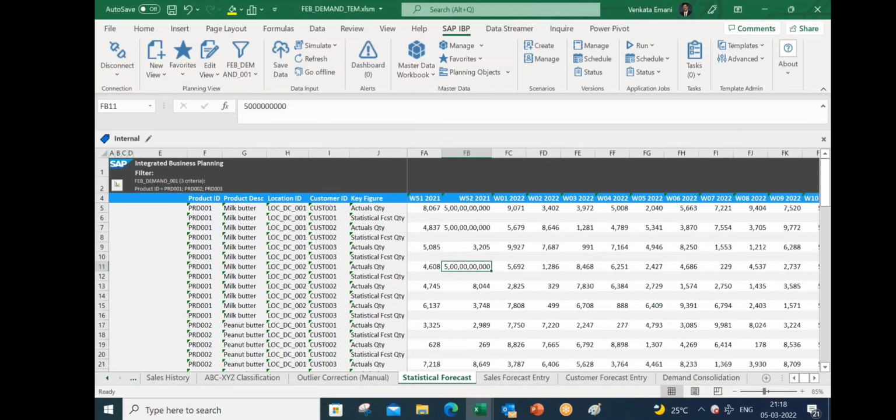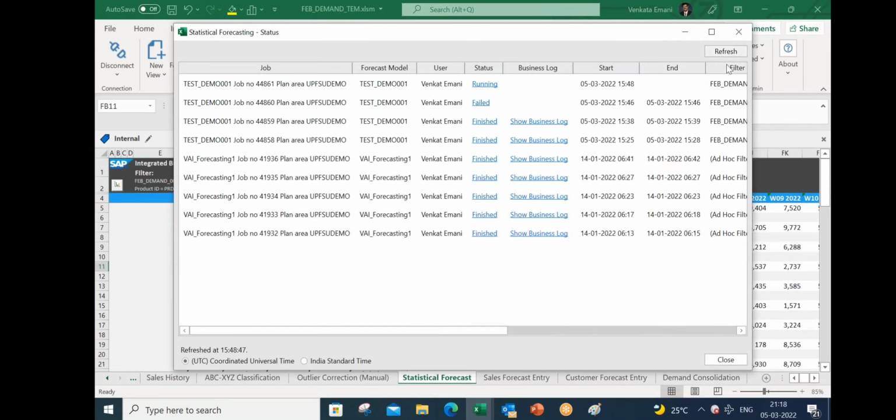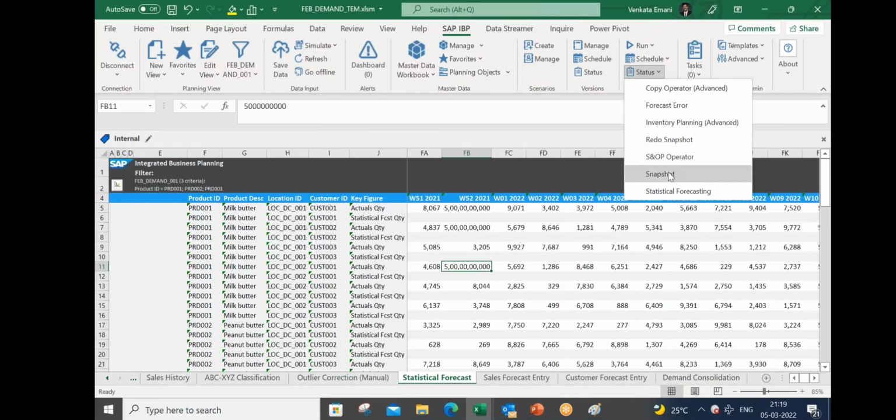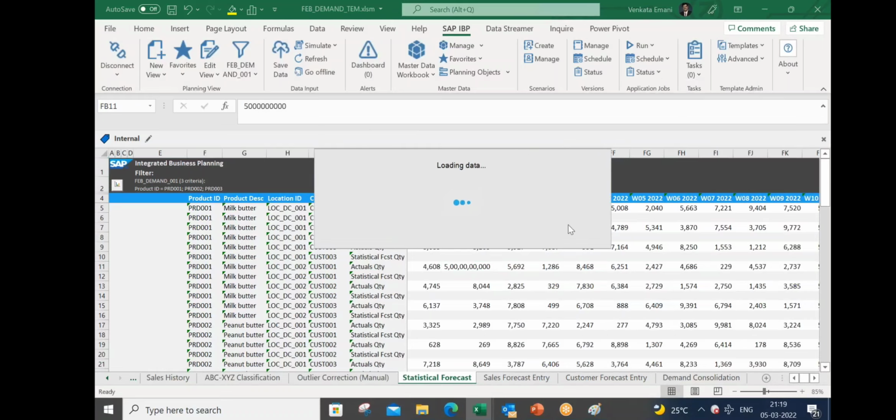In APO, we are not having that much flexibility in logs actually. So there, ideally, more technical details are needed. IBP is more planner friendly, and there are a lot of dependencies on planners, meaning how well they are using the system. The involvement of IT is a little less; in APO, configuration and all will be a lot more.